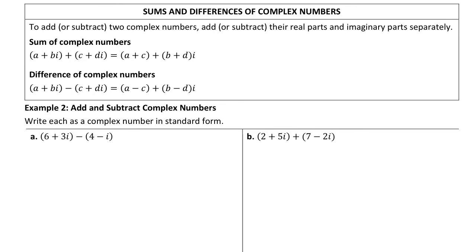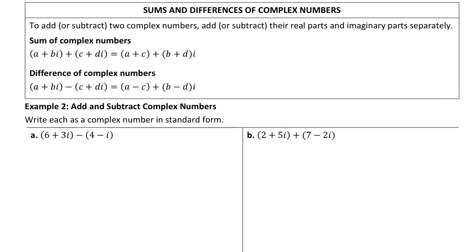So aside from getting solutions as imaginary numbers, we're going to talk about sums and differences of complex numbers and then how to multiply them. So operations with complex numbers. So adding and subtracting complex numbers comes down to having a real component and an imaginary component. It's basically like combining like terms. So I'll show you that in example 2.